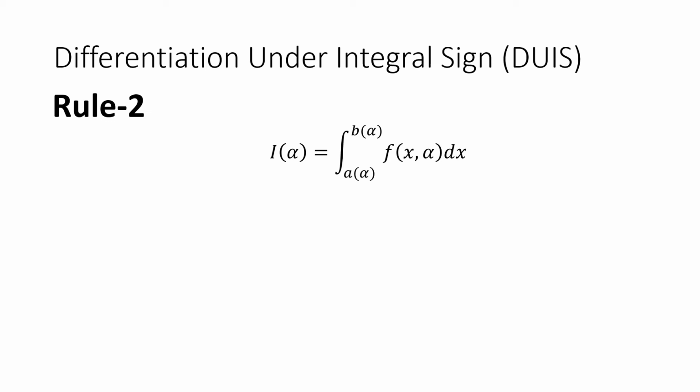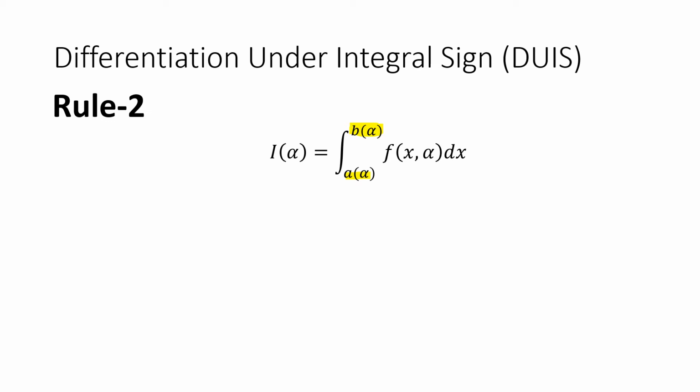So what is the difference between the integral we used for Rule 1 and the one we are using for Rule 2? The integral is the same, the only difference is that here a and b are not constant. The lower limit and upper limit may be functions of alpha. If a and b both, or one of them, is a function of alpha, then instead of Rule 1 we will apply Rule 2.